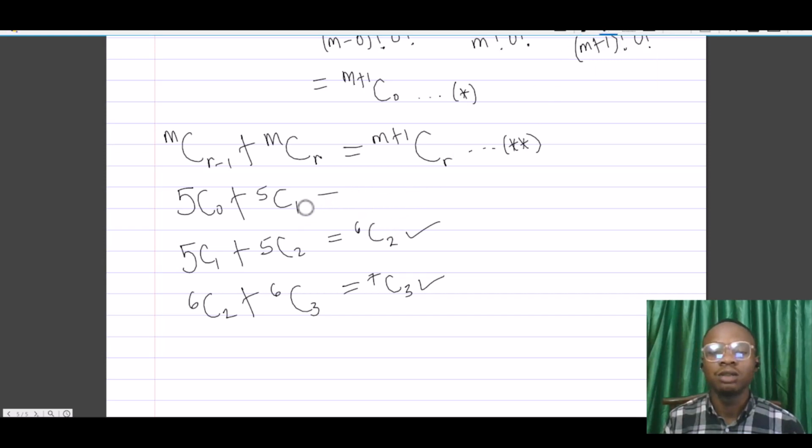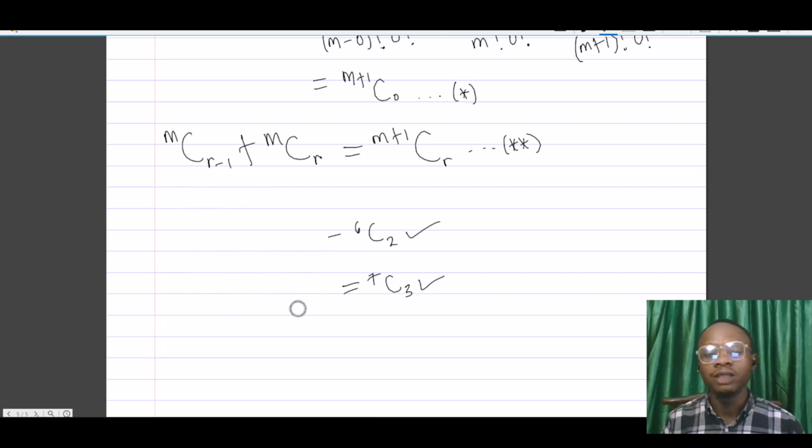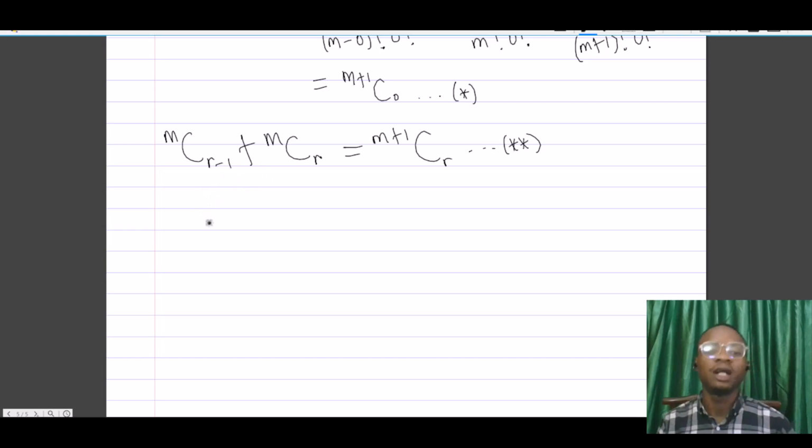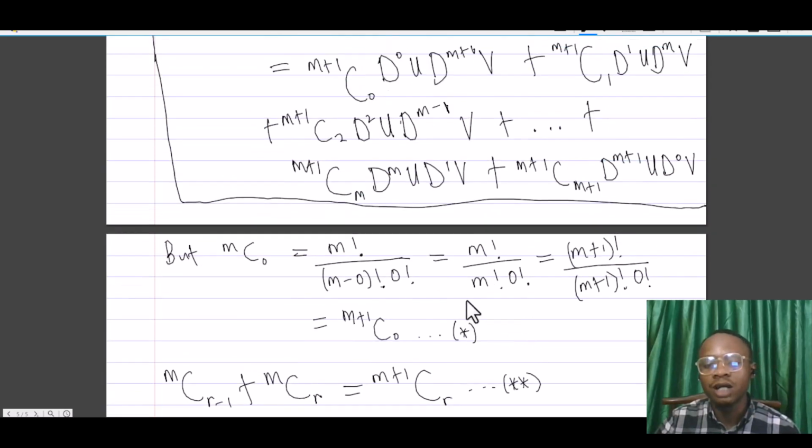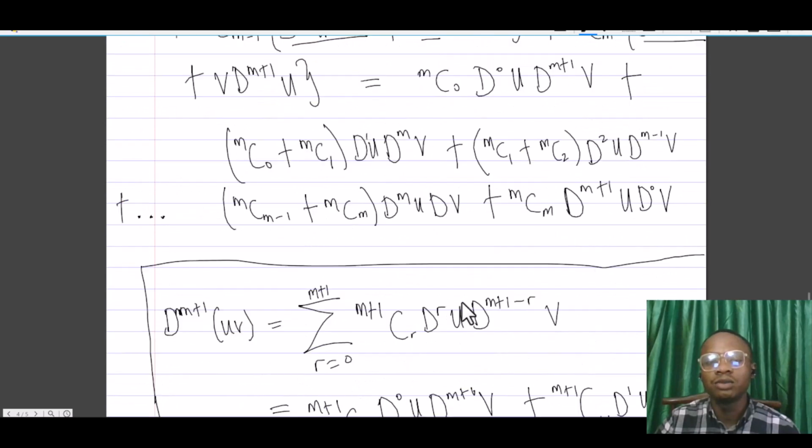You can also play around with doing a rigorous proof of that, by writing out expressions for this, interpreting this combination, and adding them up to see that they are going to be equal to this. You can also decide to play around with a proof by mathematical induction for this relationship. Okay, so having established these two, by this equation star and star star, we can now return to this expression here.